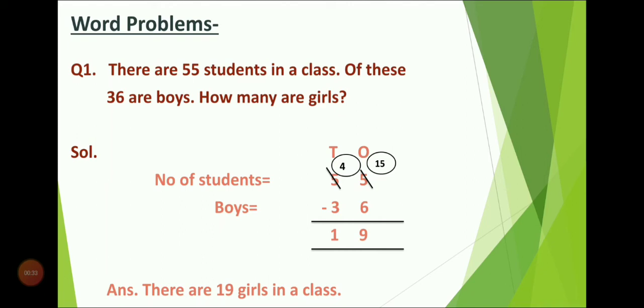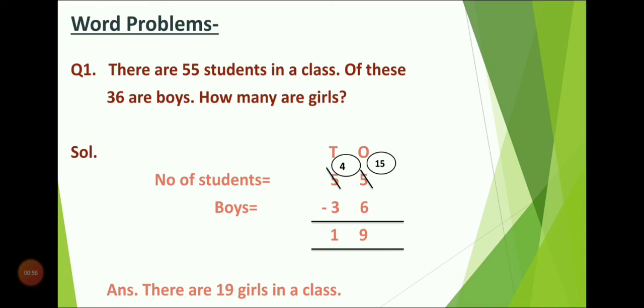First, we will subtract the ones. It means we will subtract 6 ones from 5 ones. As you can see, 6 is greater than 5. So, we cannot subtract 6 ones from 5 ones. So, we will borrow 1 ten from 5. 5 will become 4. And 5 ones will become 15.